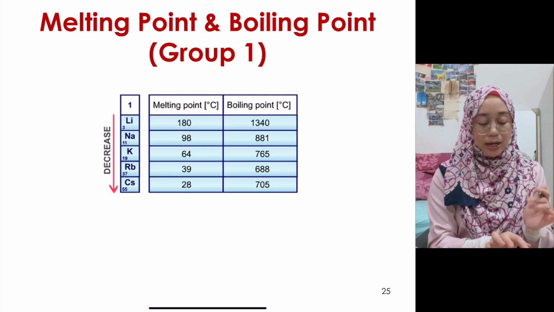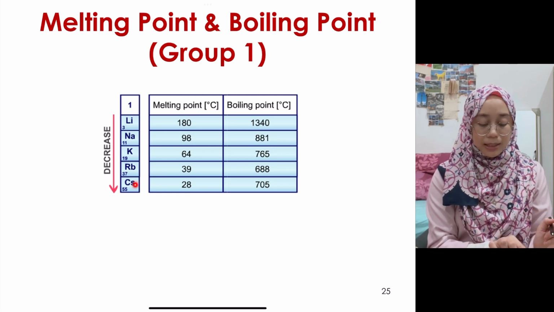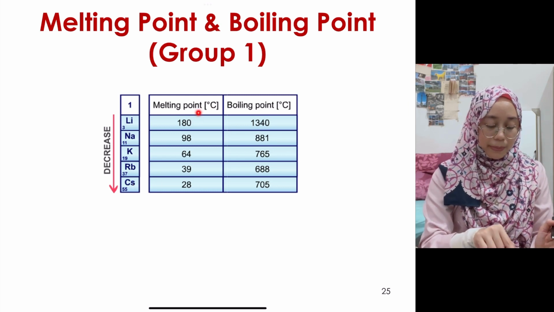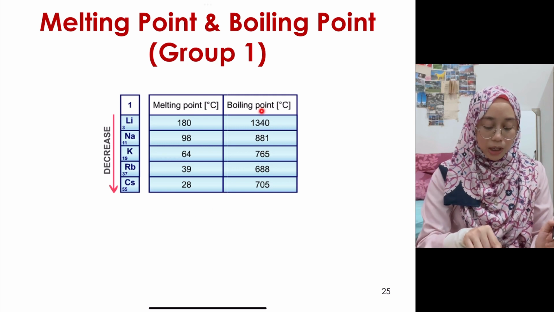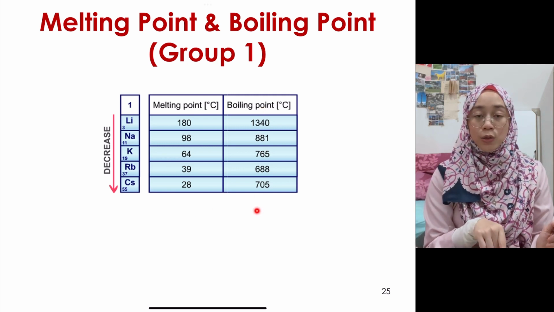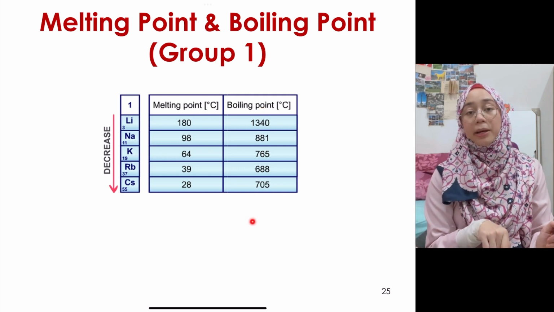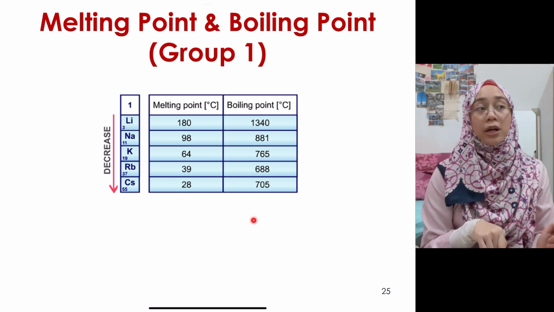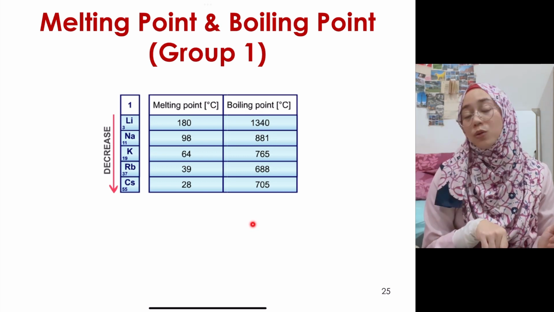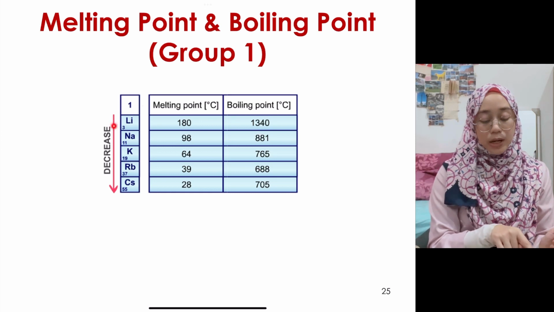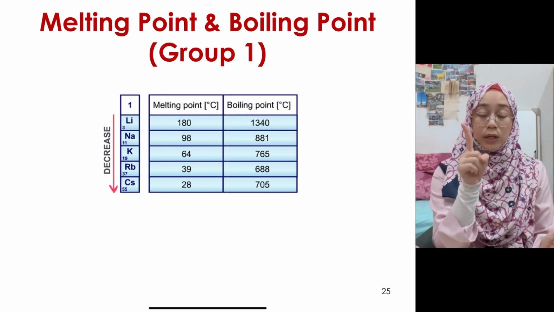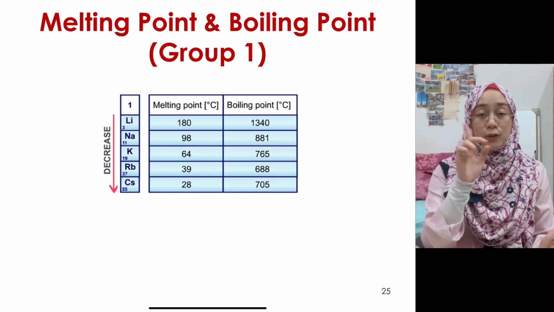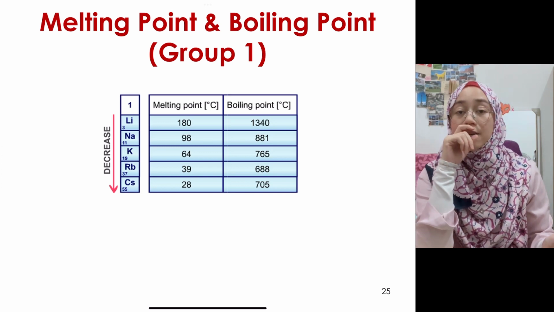So we can see that daripada lithium sampailah cesium dekat sini, we can see that the melting point decreases, boiling point pun decreases juga. So why? Kita akan kaitkan dengan metallic bond. So adakah kita nak guna pasal valence electron dekat sini? No, okay, tak boleh, sebab semua ni valence electron dia ada satu. Each one of them akan release satu elektron. Bermaksud kita tak boleh guna pasal valence electron kat sini.